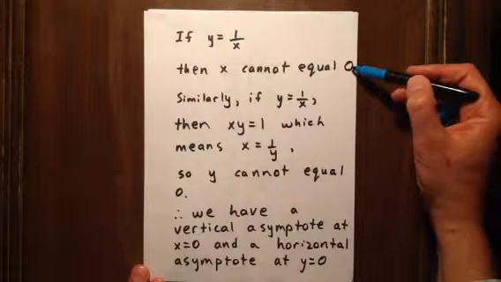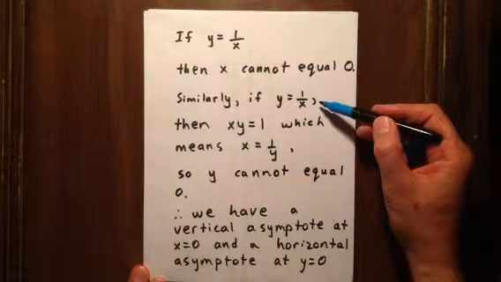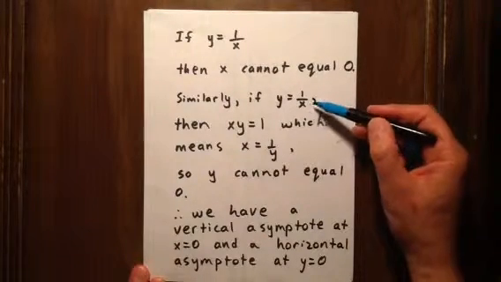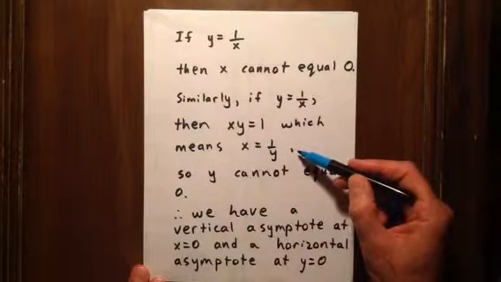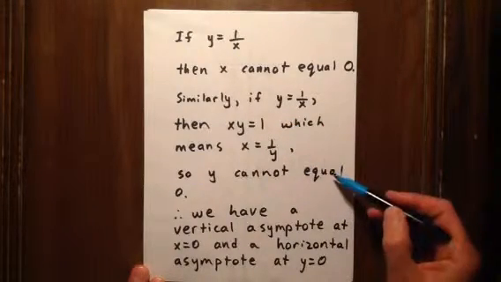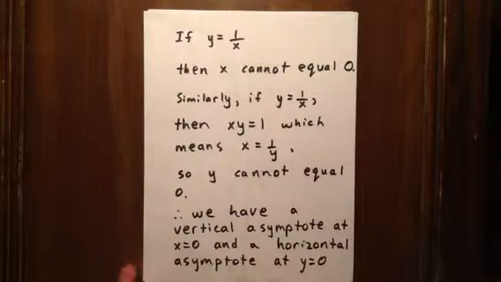And we also see that since y equals 1 over x implies x equals 1 over y, y can't equal 0. And as we'll see when we graph it, this means that we're going to end up having an asymptote at x equals 0 and an asymptote at y equals 0.